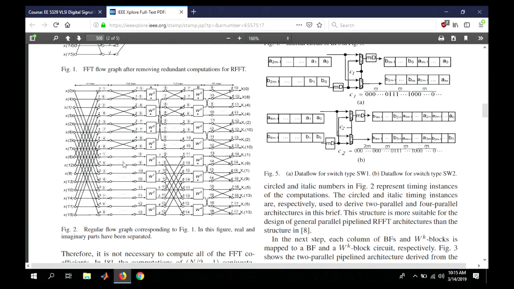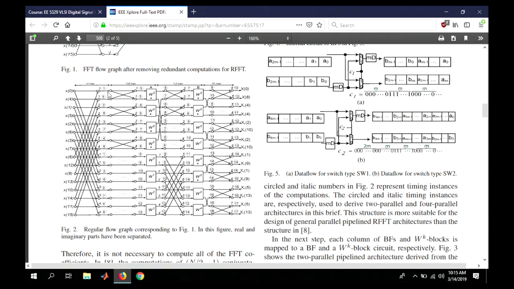So for your homework, familiarize yourself with figure 2. Figure 2 is a nice diagram to see, and I have placed here these timing diagrams. This is really what I prefer you to think about as you solve these homework problems. Try to keep track of what time instance, what butterfly or what twiddle factor is being computed.